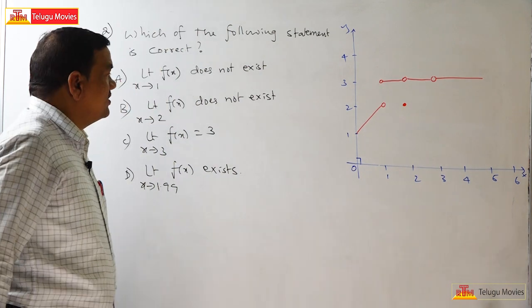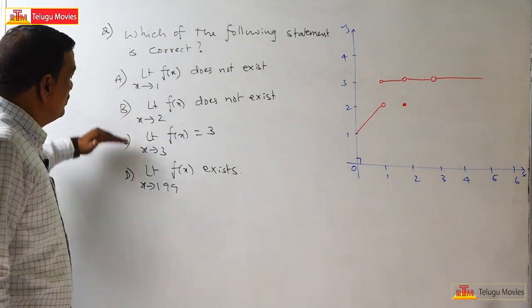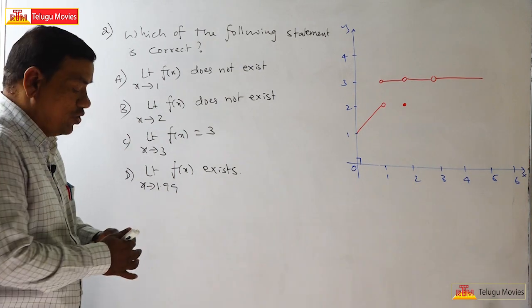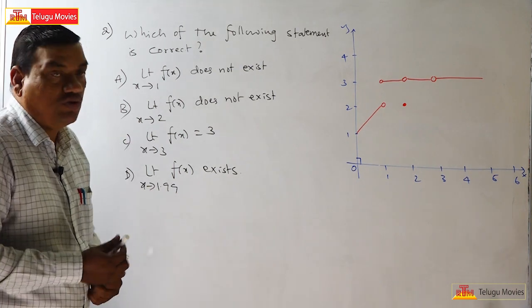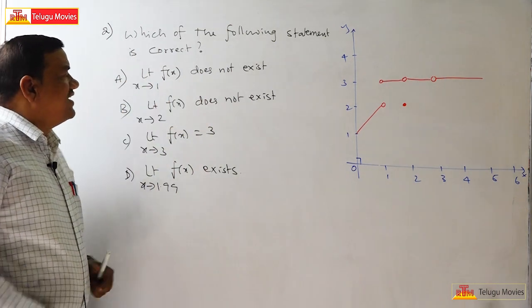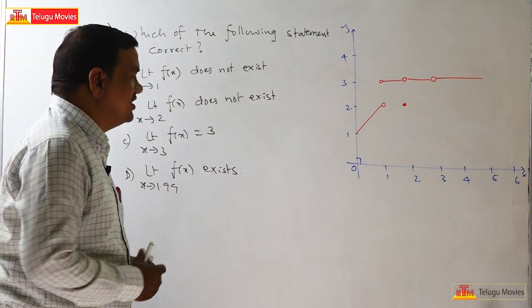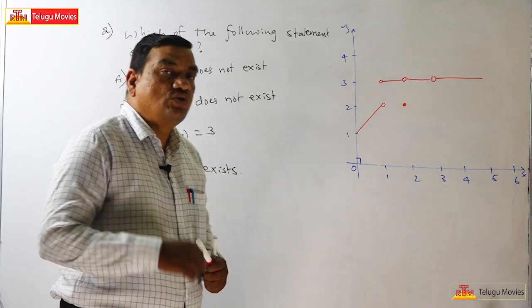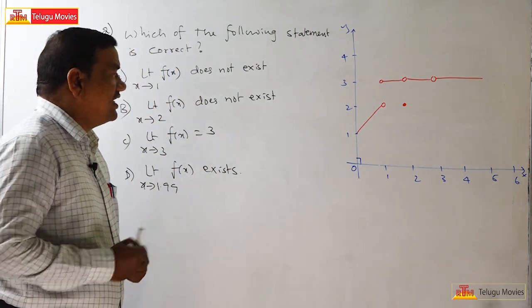Now let us see the statements here. Four statements are given. Which of the following is the correct statement? That we have to tell. The first one: limit x tends to 1 of f of x does not exist. Let us see.